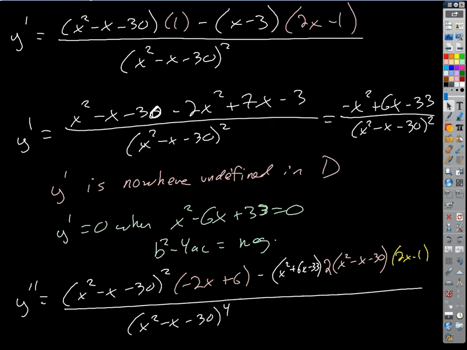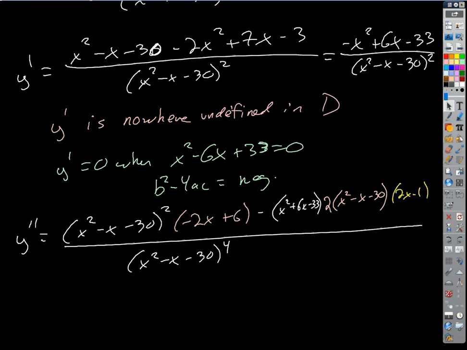Okay, and so what did we do? We took a derivative, simplified it, and we found that the derivative was nowhere undefined in our domain, right? So we took the derivative and we wanted to find the zeros of the top. The zeros of the bottom are already our asymptotes. Those aren't going to be critical numbers. So it's nowhere undefined in our domain because the places where it's undefined are already places where the function doesn't exist, right? So if they're not in the domain, they cannot be critical numbers.